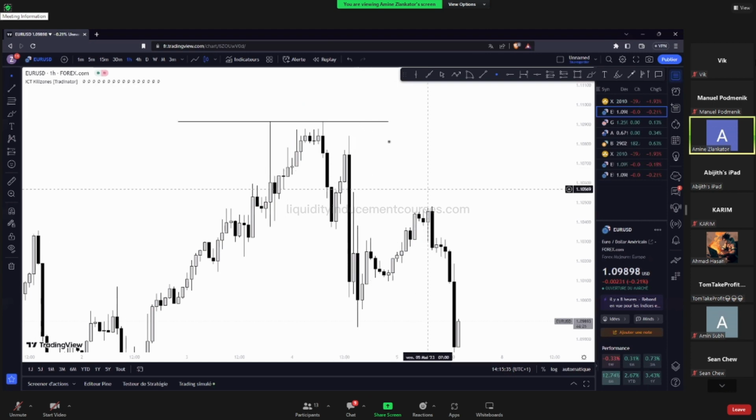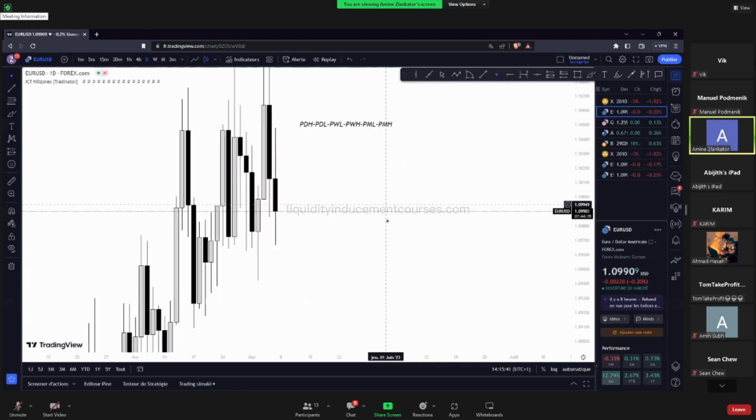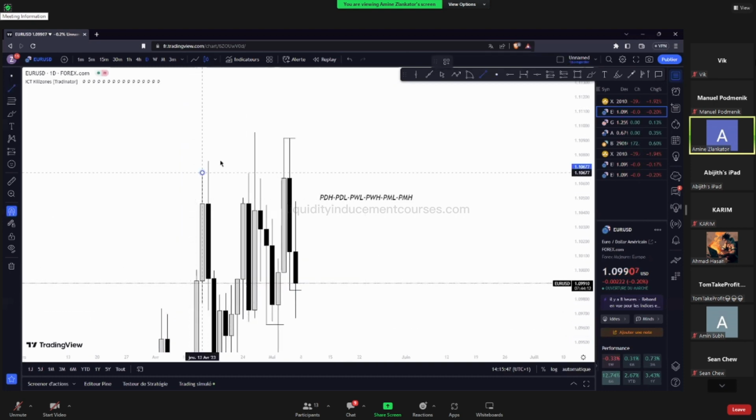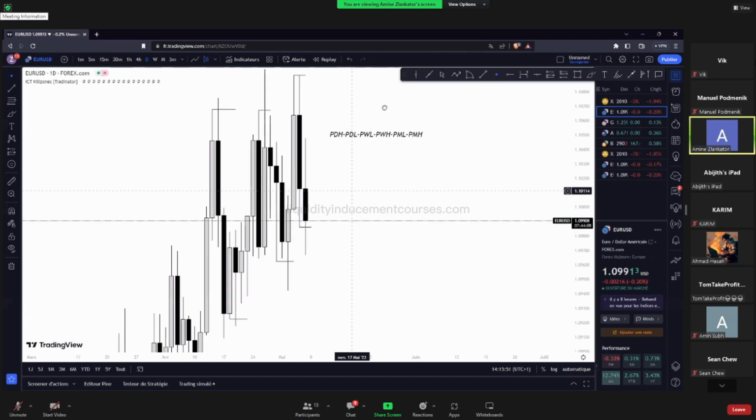So price takes a previous daily high or a previous daily low and it completely reverses. Or a previous weekly high and a previous weekly low. This one and this one, you always see the price taking these points and reversing. And we anticipate the reversals.